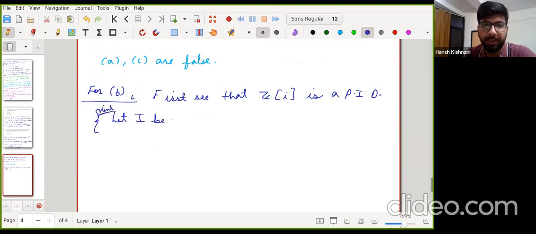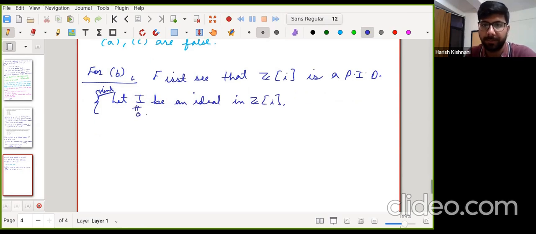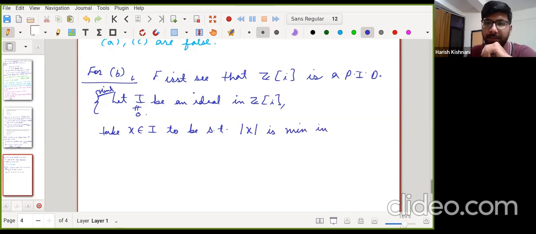So let I be an ideal in Z[i], a non-zero ideal. Okay. So take x inside I to be such that the norm of x is minimum in I, minimum among the elements of I.